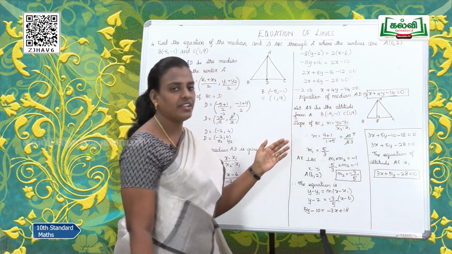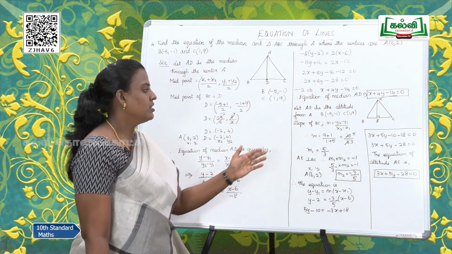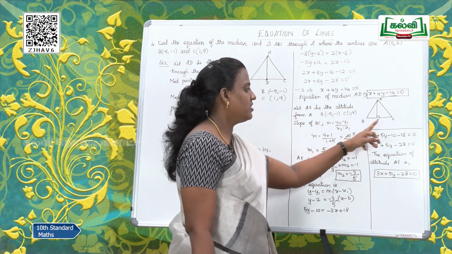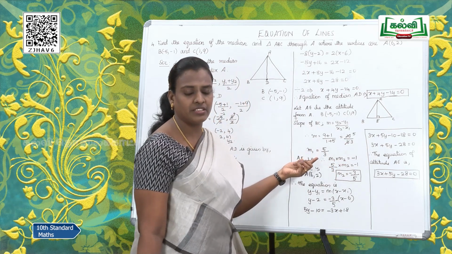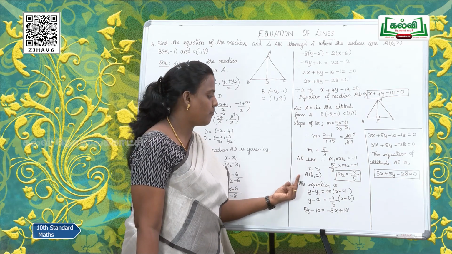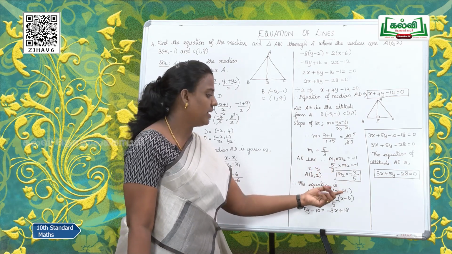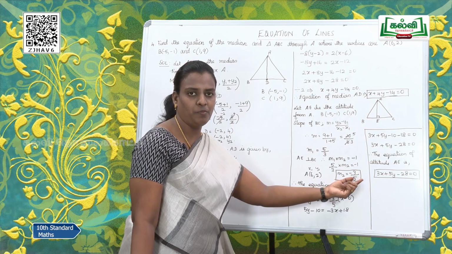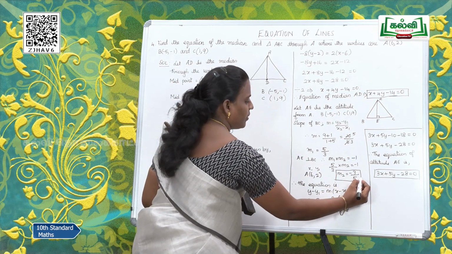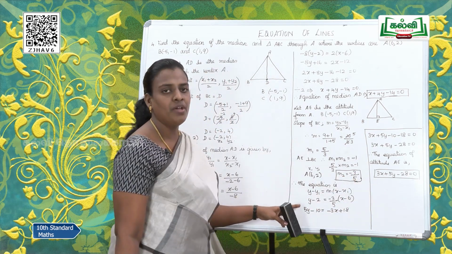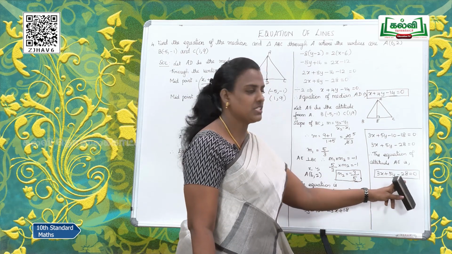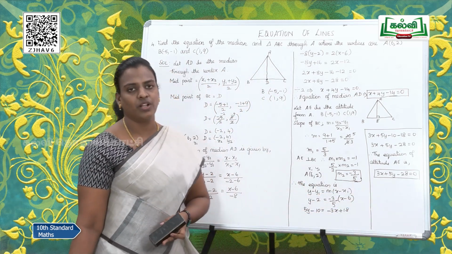Then we need to find the equation of the altitude. Now, the altitude is a perpendicular line. So, first I will find the slope. Finding the slope of BC, I get it as 5 by 3. Because it is the altitude, it is perpendicular, so m1 into m2 is equal to minus 1. So, I get m2 is equal to minus 3 by 5. Now I have the point, I have the slope. So I will use the point slope form and simplify and find the equation of the altitude as 3x plus 5y minus 28 is equal to 0.